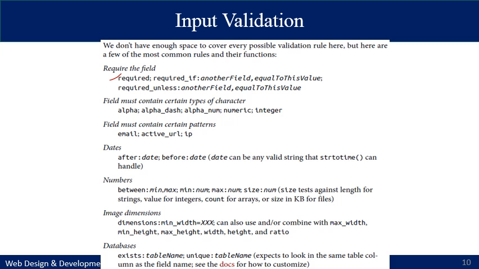Similarly, a field can contain a certain type of characters. For example, you can use alpha, alpha_dash, alpha_num, etc., or simply integers. A field must contain certain patterns. You can specify that it must contain an email, active URL, or internet protocol IP address. You can also set different validation on dates, that you have to specify a date after some date and before some date, etc. You can also set rules on numbers, image dimensions, and databases, etc.